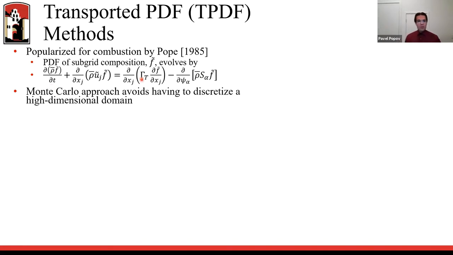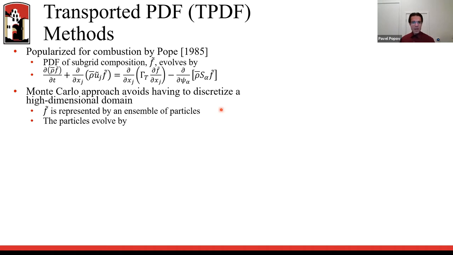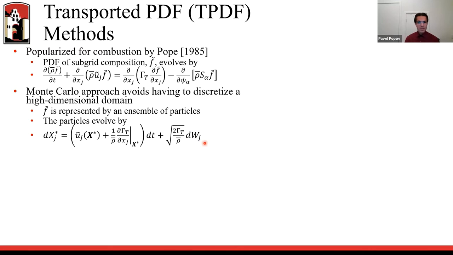Okay, and to avoid having to discretize this equation explicitly, we can use a Monte Carlo approach, where the probability density function of the composition is represented by an ensemble of particles. And these particles evolve by a stochastic differential equation. Their locations evolve by a stochastic differential equation. So this is the drift term dt plus the diffusion term dWj, where here dWj is the vector valued Wiener increment. And usually the composition of each particle will evolve by some source term, which is usually deterministic. And this source term accounts for both chemical reaction and molecular mixing.